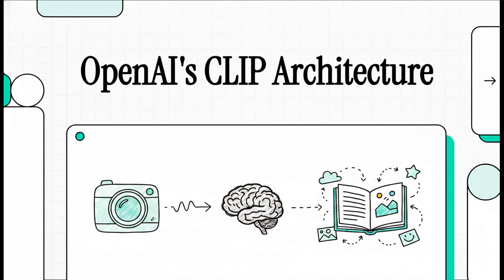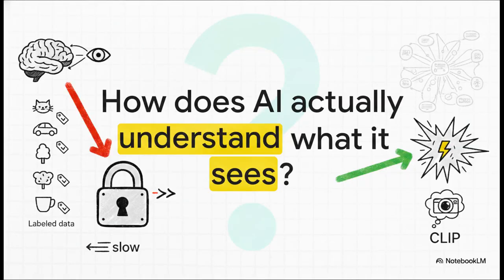Let's get into it. To really appreciate this breakthrough, we gotta ask a pretty fundamental question first. How does AI actually understand what it sees? For the longest time, traditional supervised learning was the absolute gold standard, right? But it had a massive bottleneck. You had to painstakingly train a model on highly specific human-labeled data. It was slow, it was limited.